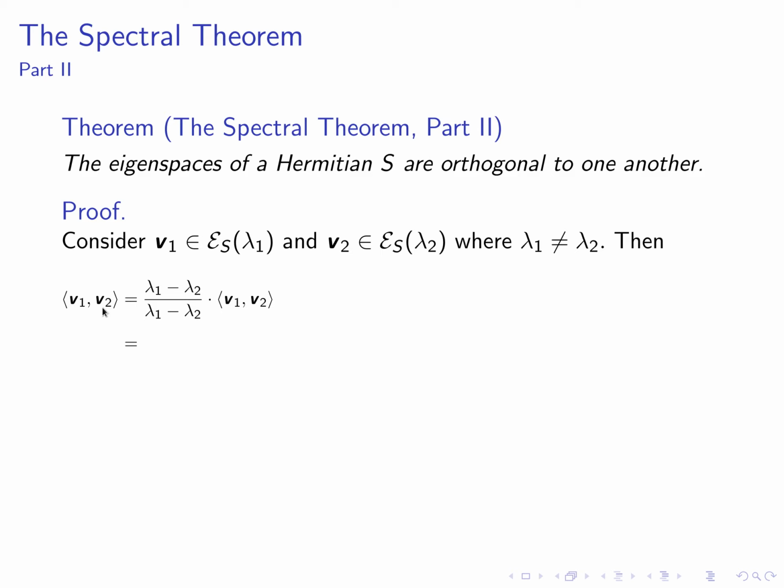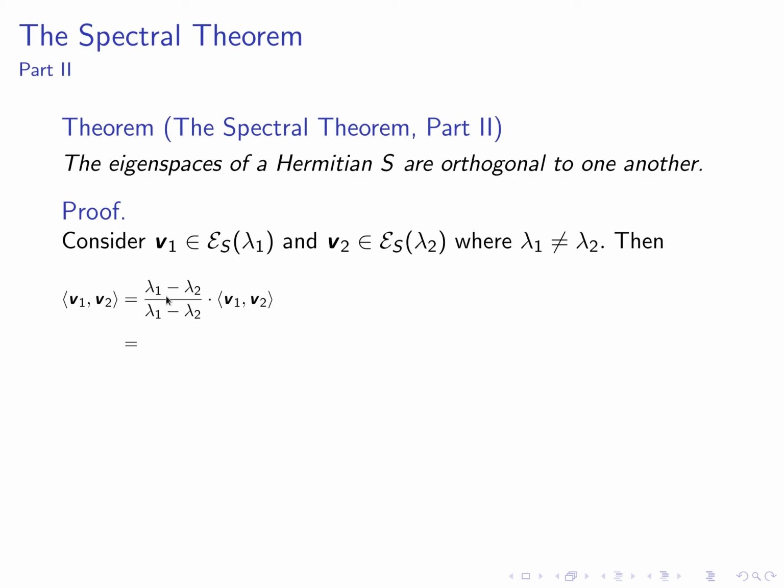Well, again, our strategy here will be to multiply this quantity by the number 1, but we're going to choose the number 1 in a clever way. We're going to take the difference between lambda 1 and lambda 2 and divide by that same number. Here we know that the difference, lambda 1 minus lambda 2, will not equal 0 because we are assuming that lambda 1 does not equal lambda 2.